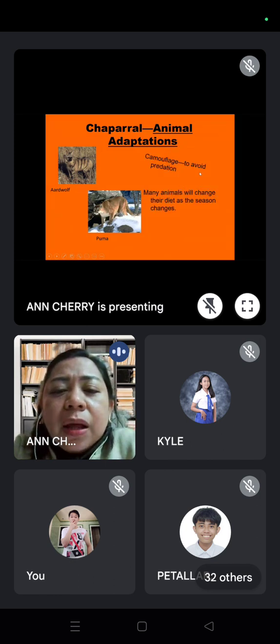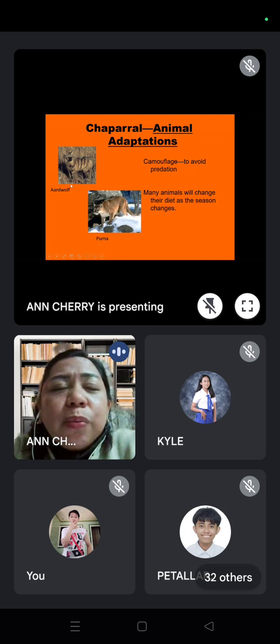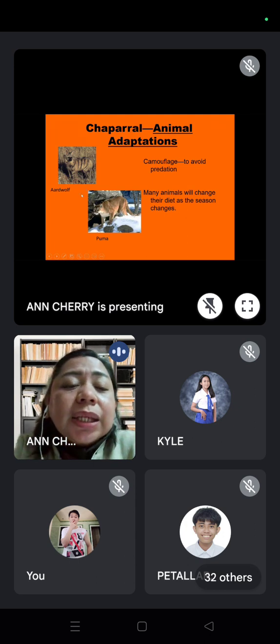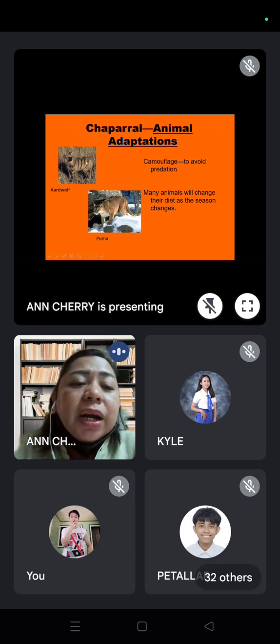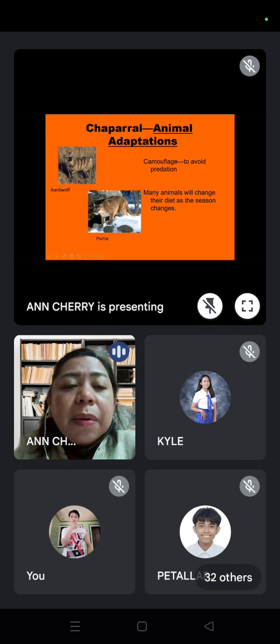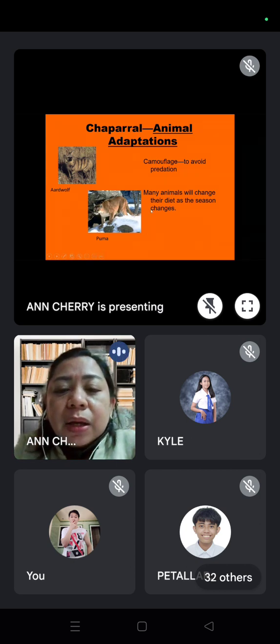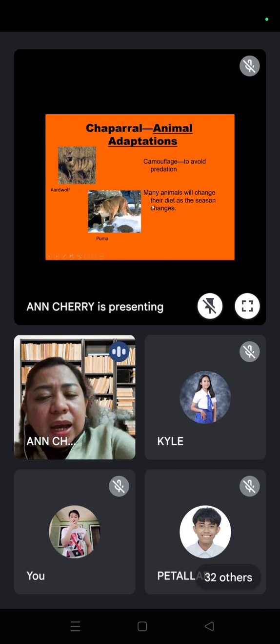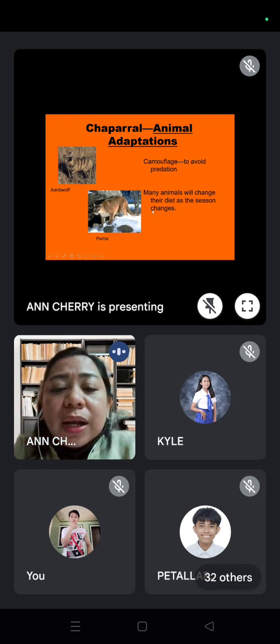Okay. They tend to camouflage to avoid predation. So muna kaniyang mga markings sa iyahang body, abi na sa predator or sa prey, abi lang nila part gihapon na siya sa mga blades ng grasses, but actually it's just a marking, no? So it blends with its environment. So many animals will change their diet as the season will change.